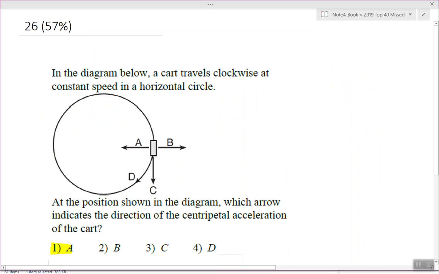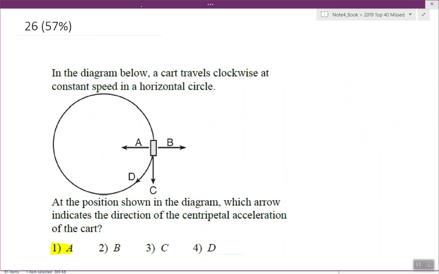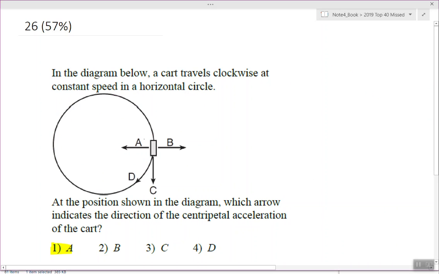The answer is 1, towards the center. When something is going in a circle at constant speed, the force is towards the center, the acceleration is towards the center, and the velocity is tangential. So C would be the direction of velocity, and A would be the direction of acceleration and net force. Again, the centripetal is merely a direction.